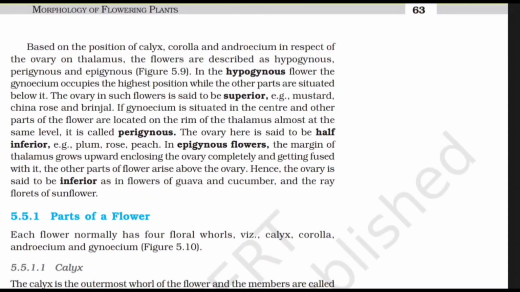If the gynoecium is situated in the center and other parts of the flower are located on the rim of the thalamus almost at the same level, it is called perigynous. The ovary here is said to be half inferior. Example: plum, rose, peach. In epigynous flowers, the margin of the thalamus grows upward, enclosing the ovary completely and getting fused with it. The other parts of the flower arise above the ovary, hence the ovary is said to be inferior, as in flowers of guava and cucumber.